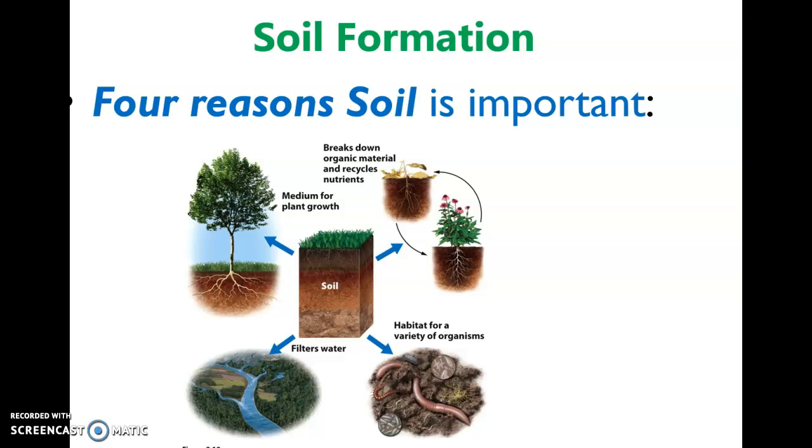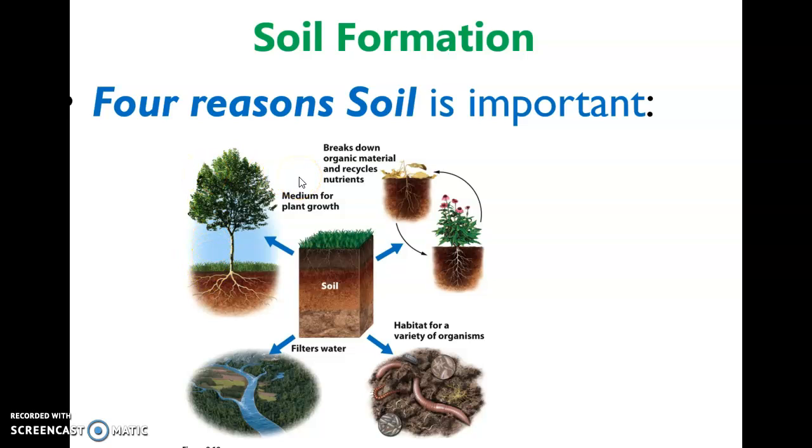Okay, so now we're going to look at the next process, which is soil formation. And we'll start with the reasons soil is so important to living things. First of all, it's the medium for plant growth. That means that plants need soil, which is a mixture of geological components and organic components, in order to bring in nutrients through their roots and in order to grow. Soil also helps to anchor the tree so it can stand upright.